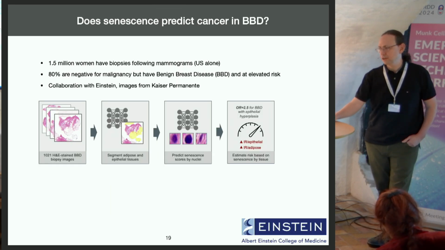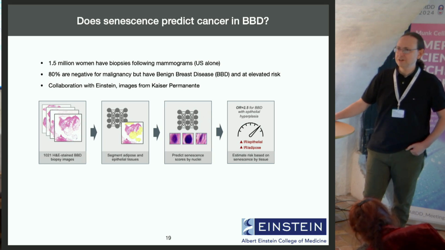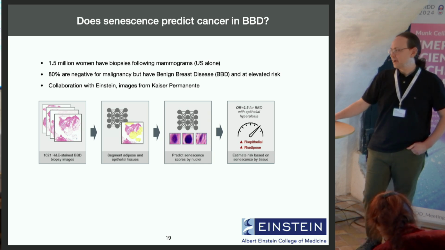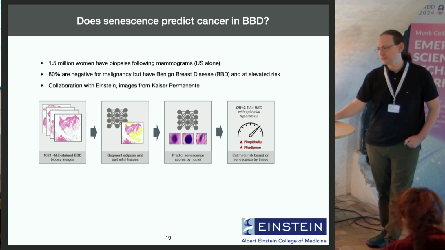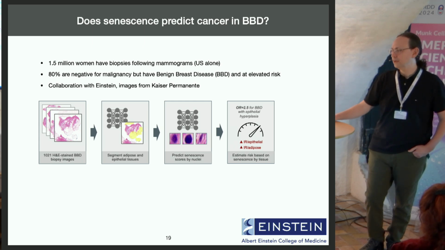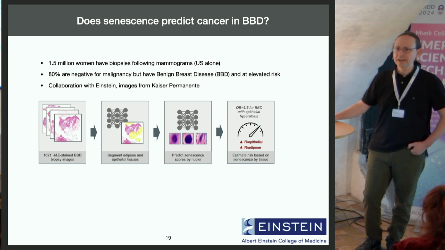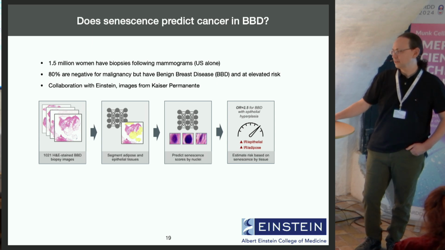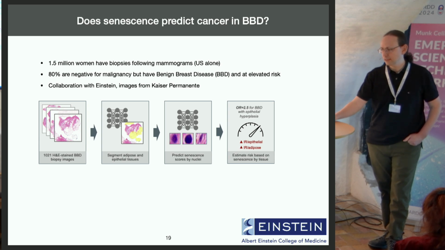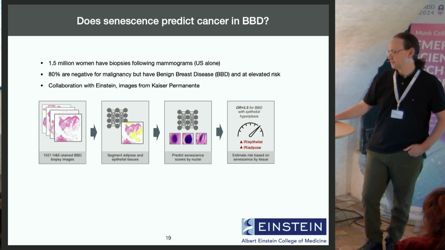And I'd like to also briefly talk about another study that we've done. I mentioned the Komen study was based on healthy women. We've also been investigating those with benign breast disease. Every year in the United States alone, 1.5 million women undergo biopsy following mammographic abnormality, and 80% of those are negative for cancer, but they're believed to be at increased risk. We tried to apply our methods to investigate if senescence plays a role in increasing the risk. This is a collaboration with Einstein School of Medicine with images from Kaiser.